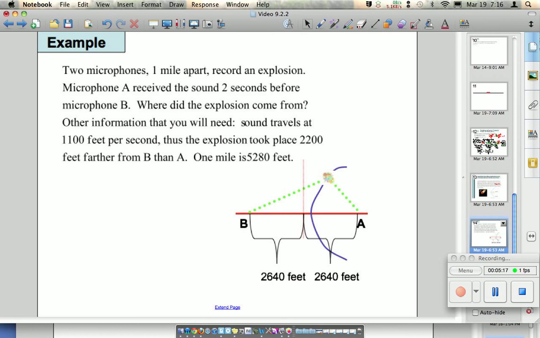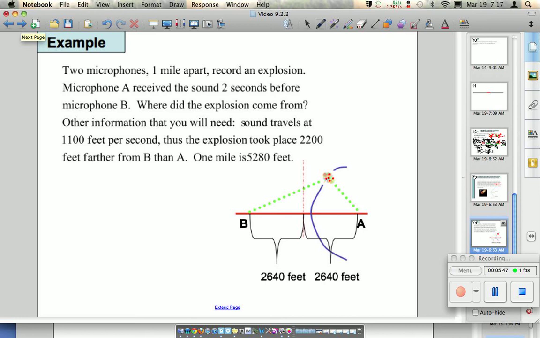So let's think about this problem. Why is a hyperbola going to model this situation? We have microphone A and microphone B, and they receive this explosion 2 seconds apart. As you can see in this little picture, this little dot here is the explosion. And you can see A is closer than B. That makes sense. But the question is, how far apart are these?